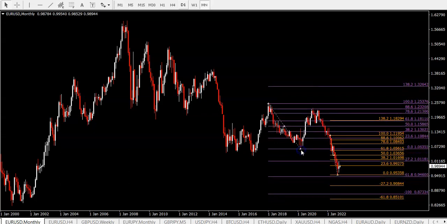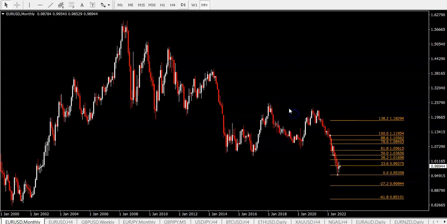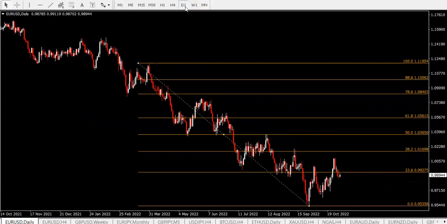Sorry. And we can see that some other targets are lining up at 95 and down at 87. Okay, now let's zoom into the daily chart.